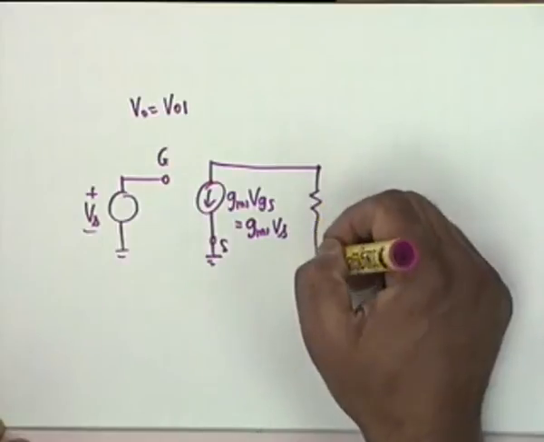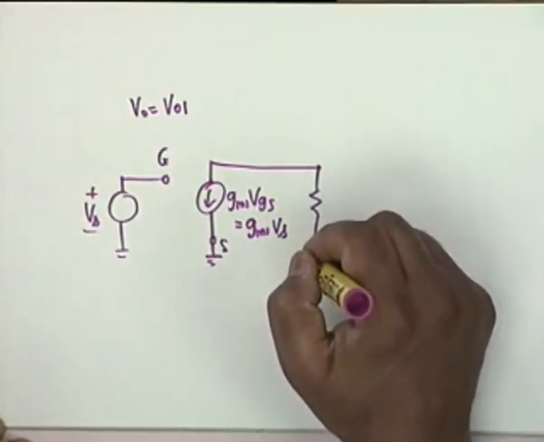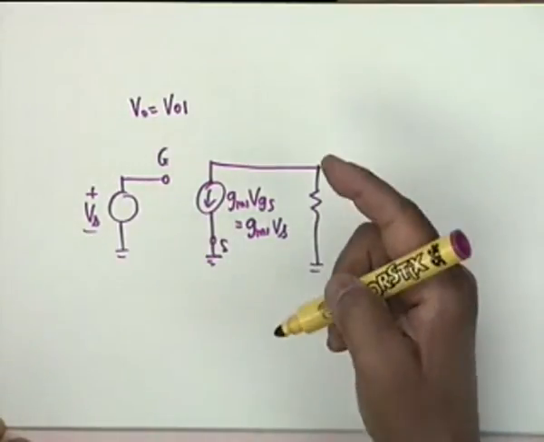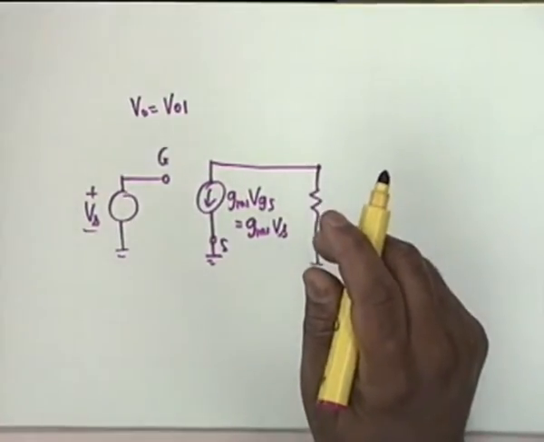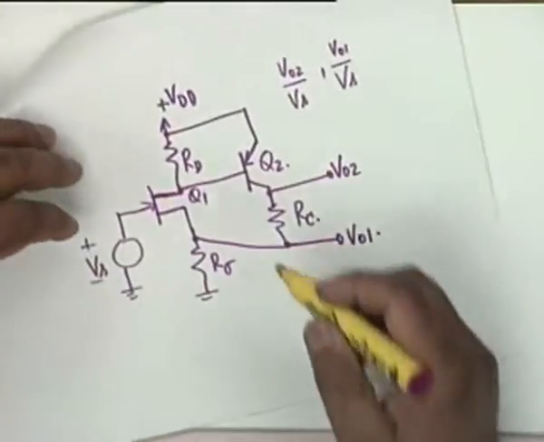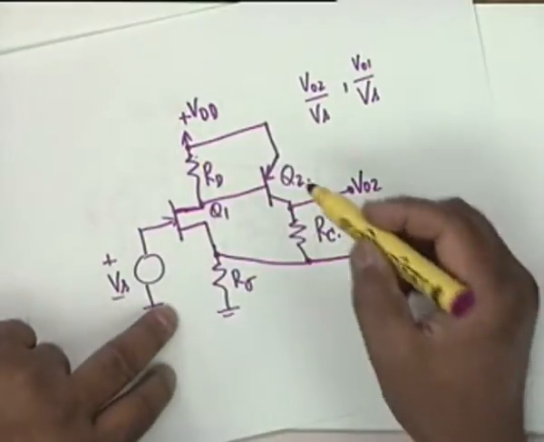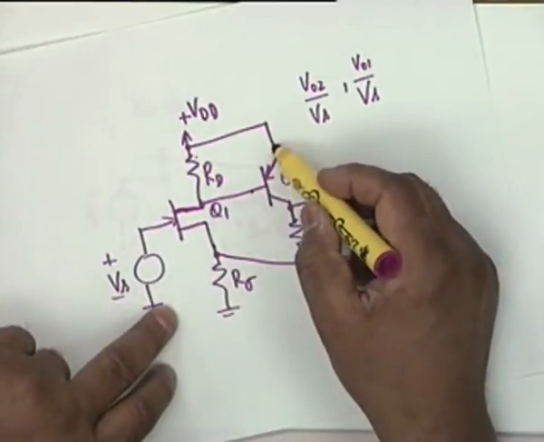Okay, this is the drain, and then the drain of the first transistor is connected to ground through a parallel combination of RD and R pi 2. If you look at this, RD goes to ground, and from base to emitter is R pi 2.